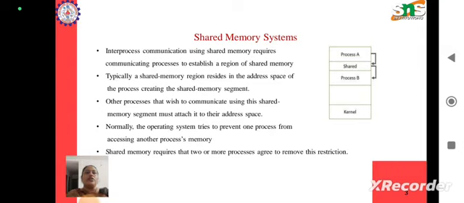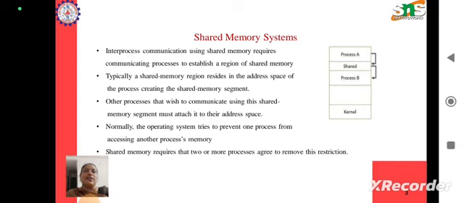So it states here that interprocess communication using a shared memory system requires communicating processes to establish a region of shared memory. That is what it is told here. So whenever process A and process B, or whenever two or more processes want to communicate to each other using the shared memory system, they need to establish a region of shared memory like the one shown in the figure. So using this shared memory system, they can communicate with each other. This region is shared between process A and B, so that whenever process A puts something here, B can read from here, and whatever B puts here, A can read from here.